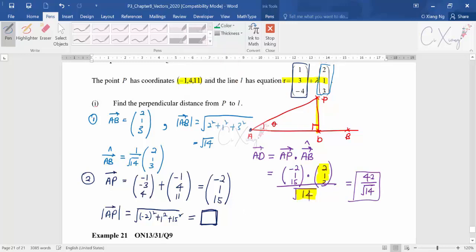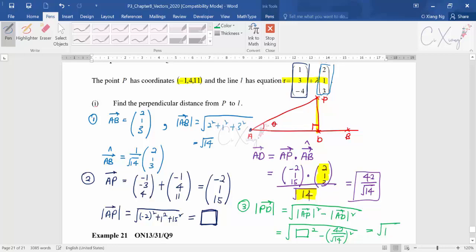So if you continue from here, we go to the last step. For the last step, you are trying to apply the formula PD is equals to square root of AP square minus AD square. So which is equals to square root of the answer that you get just now. Here, you square it and then you minus (42 over square root 14) square and then you take square root. So you should be able to get the answer which is square root 104.